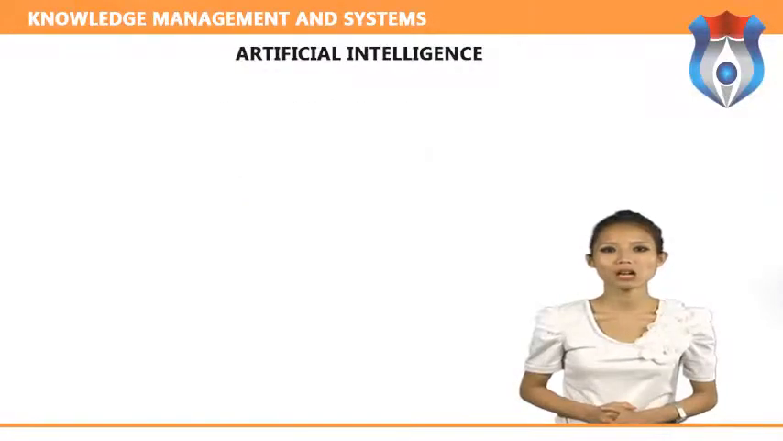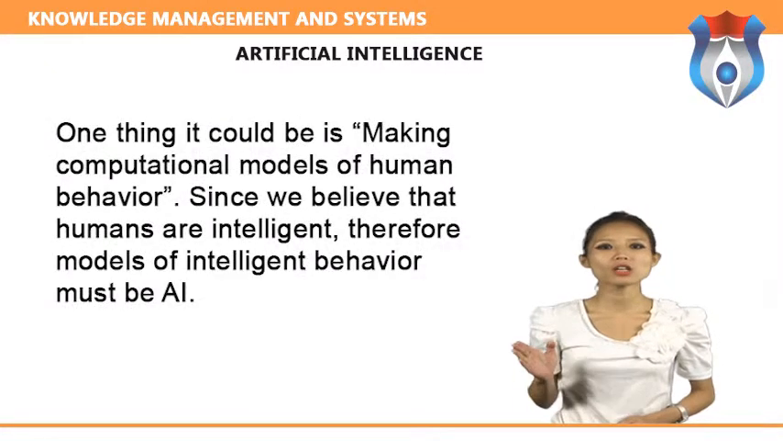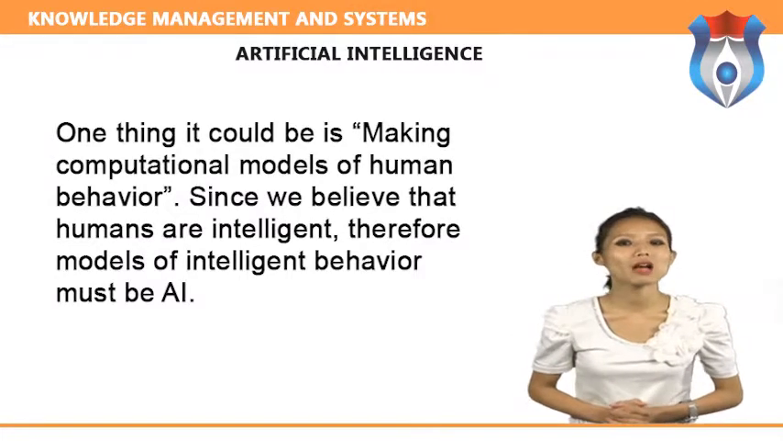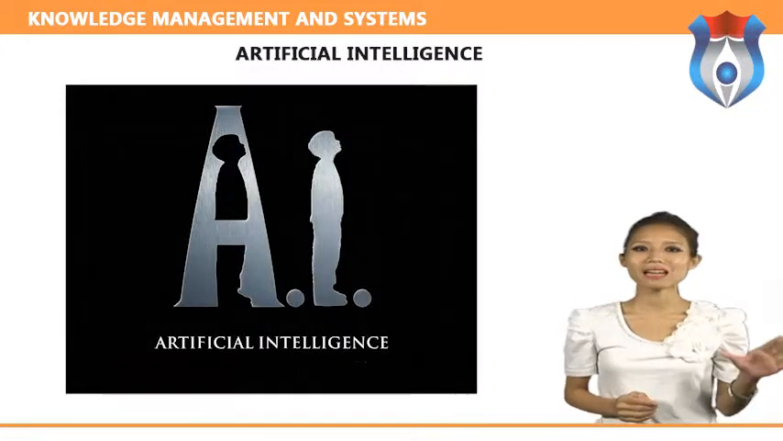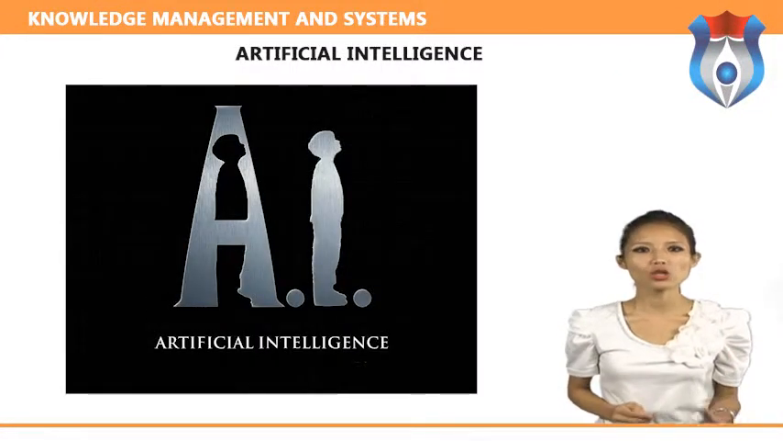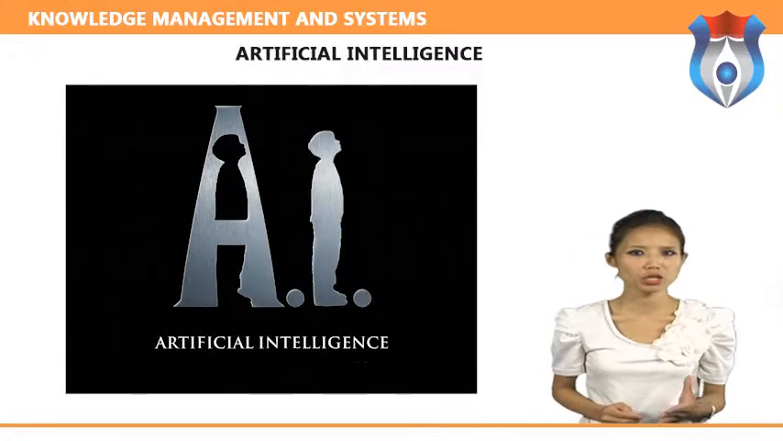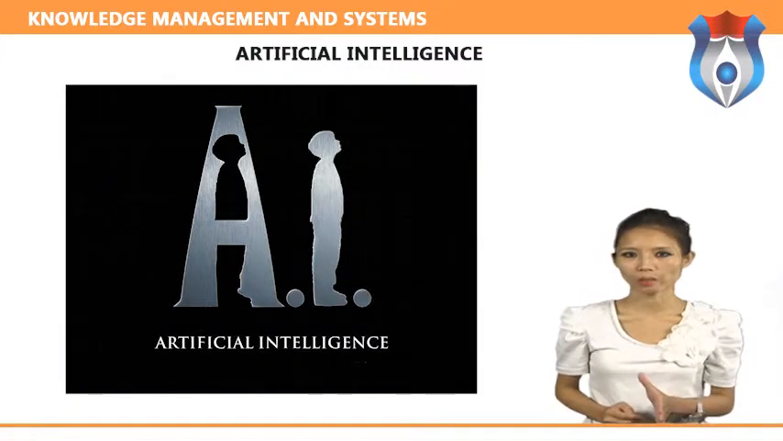Artificial intelligence. One thing it could be is making computational models of human behavior. Since we believe that humans are intelligent, therefore models of intelligent behavior must be AI. One way, which would be a kind of cognitive science, is to do experiments on humans, see how they behave in certain situations and see if we could make computers behave in that same way.